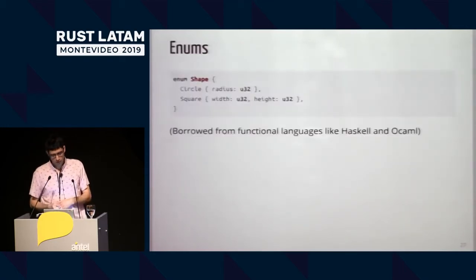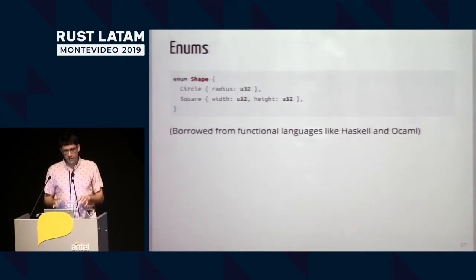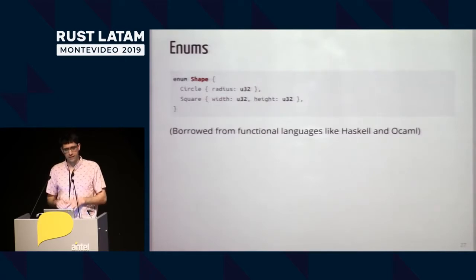So one big piece of that is something called enums. Enums are something we borrowed from functional languages, but it's kind of like a struct in that you have a list of fields, but you have multiple variants, right? So you might say, okay, I have a shape, and a shape can be either a circle or a square, and if it's a circle, it has a radius. And if it's a square, it has a width and a height. So you have different sets of fields, depending on which case you are.